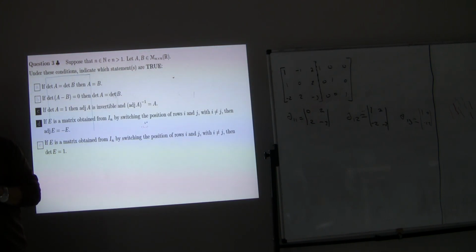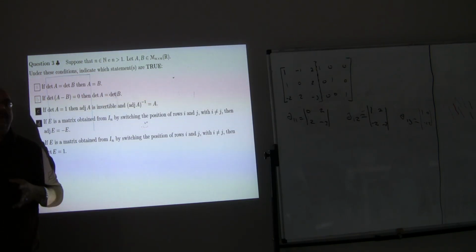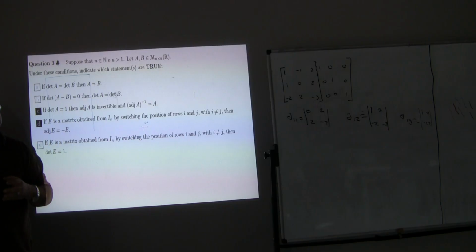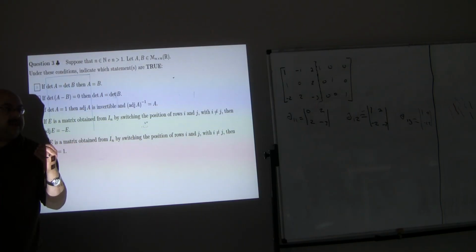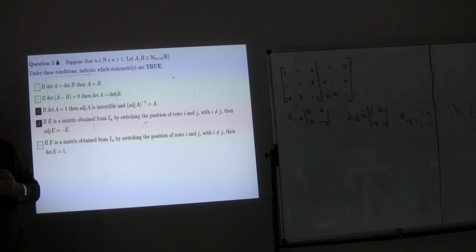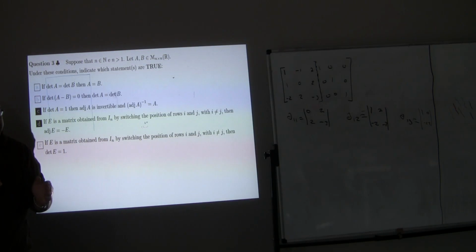So if I have a 3 by 3 matrix, how many cofactors will you have? 9. If I have a 2 by 2 matrix, how many will you have? 4. If I have a 4 by 4 matrix, how many cofactors are you going to have? 16 cofactors. Because for each element, you remove its row and column, and the remaining you will put. Okay?